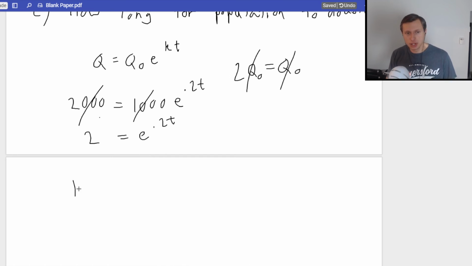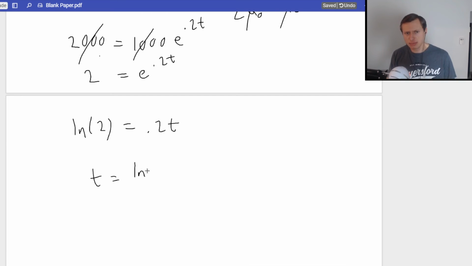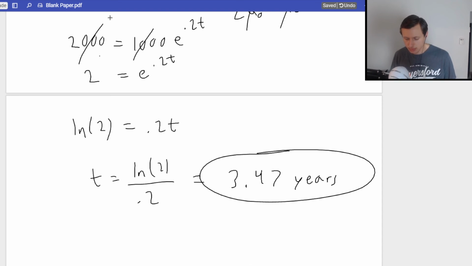Again, we're going to take the natural log of both sides. So natural log of 2 on the left. On the right, we just have 0.2t. I just need to divide both sides by 0.2, like this. And we'll get a time of, plugging in my calculator. Hopefully all of you know how to plug in natural log in your calculator. You're going to get a time of 3.47, we'll say, years. And that's the answer to, what is this, number 14?